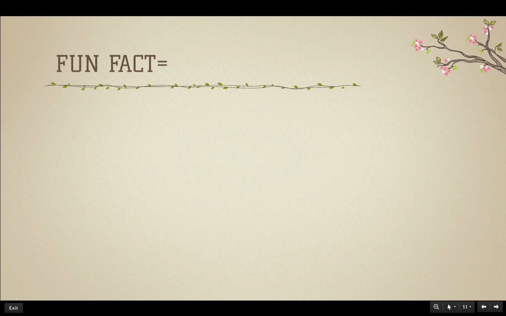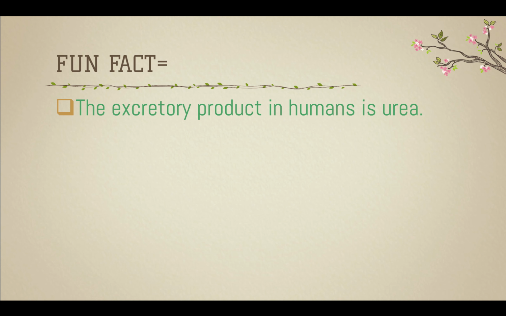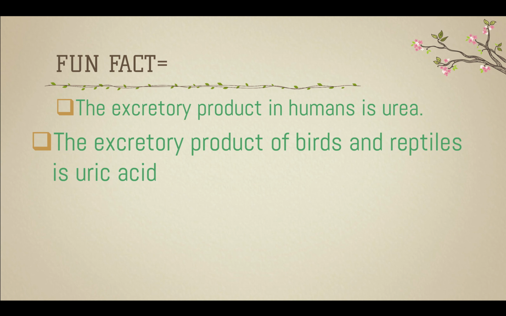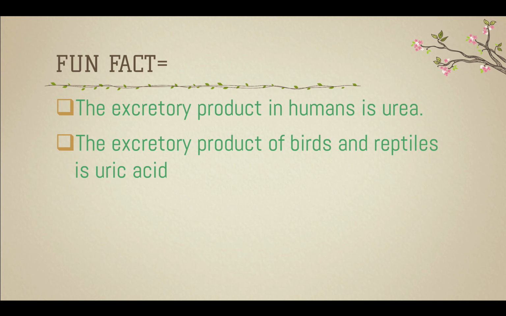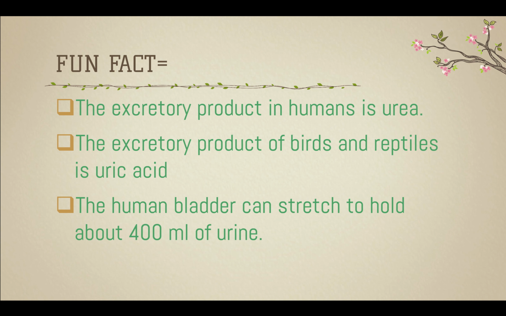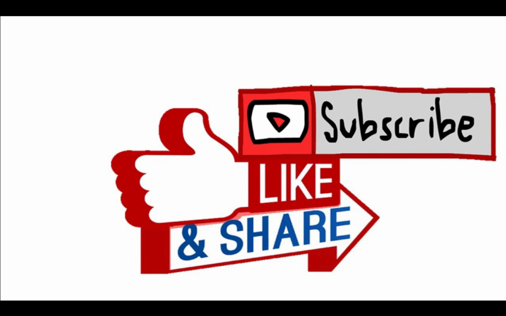So I'm going to give just a few fun facts. The first fun fact is that the excretory product in humans is urea, as we know. But what is it in birds and reptiles? It is uric acid. The human bladder can stretch to hold about 400 milliliters of urine.